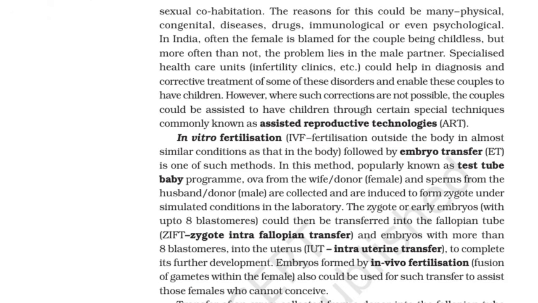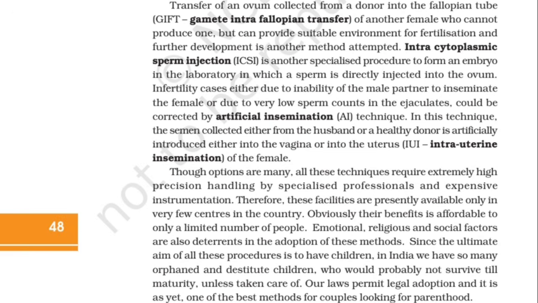The zygote, or early embryos, with up to 8 blastomeres, could then be transferred into the fallopian tube, ZIFT, zygote intrafallopian transfer, and embryos with more than 8 blastomeres into the uterus, IUT, intrauterine transfer, to complete its further development. Embryos formed by in vivo fertilization, fusion of gametes within the female, also could be used for such transfer to assist those females who cannot conceive. Transfer of an ovum collected from a donor into the fallopian tube, GIFT, gamete intrafallopian transfer, of another female who cannot produce one, but can provide suitable environment for fertilization and further development, is another method attempted.